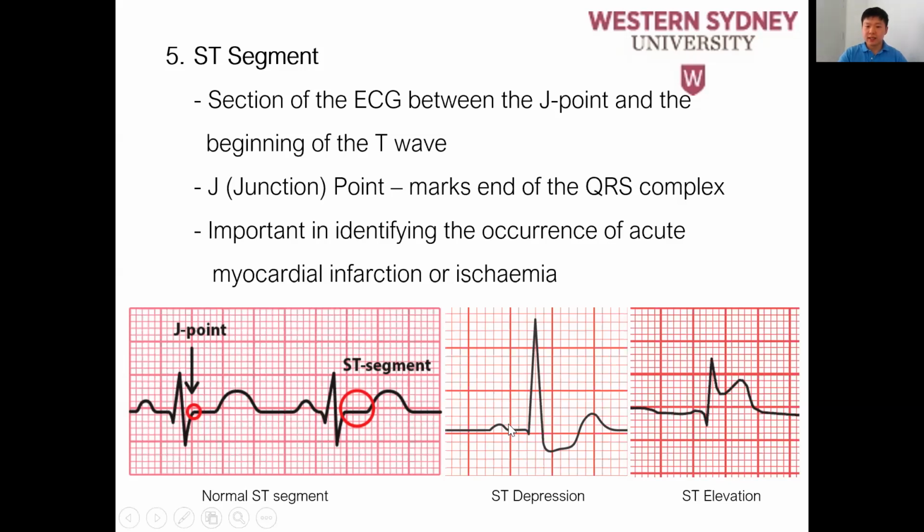You can see here in this example, this is an example of ST depression. This is the isoelectric line here where our mouse is, and then this ST segment is depressed. So it's underneath the isoelectric line, and this can indicate myocardial ischemia. And then in this example on the right is an example of ST elevation. As you can see, this ST segment is elevated above the isoelectric line, and this represents acute myocardial infarction.